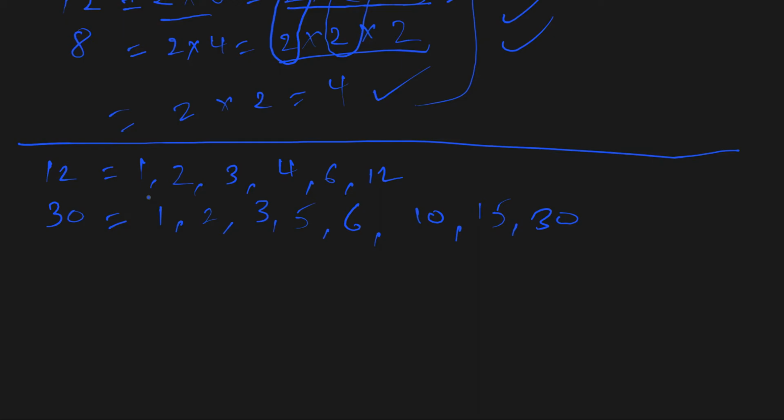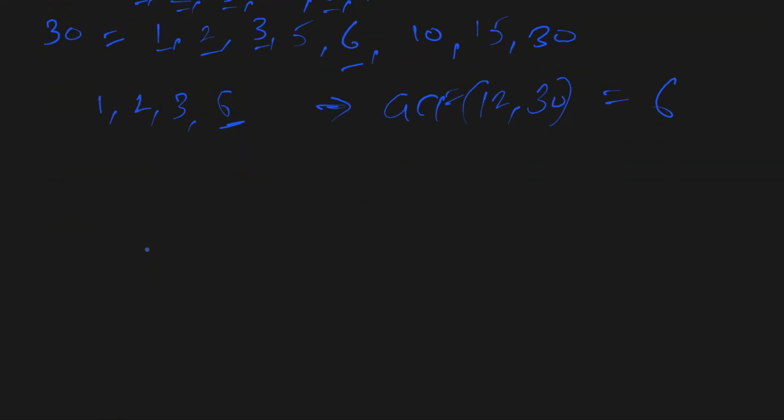The next step is to write down all the common numbers, which is 1, 2, 3, and then 6. So 1, 2, 3, and then 6, and the greatest is 6. So the GCF of 12 and 30 is 6.